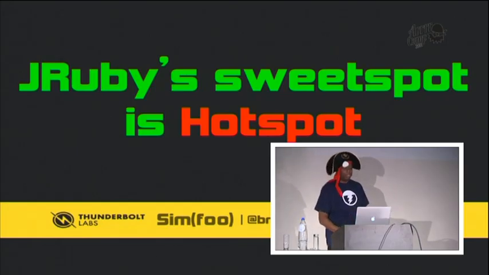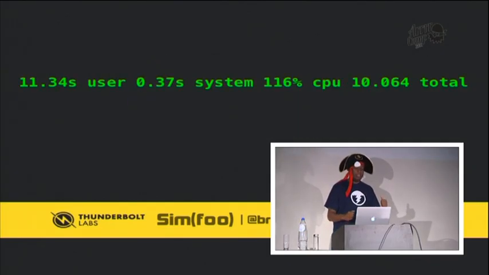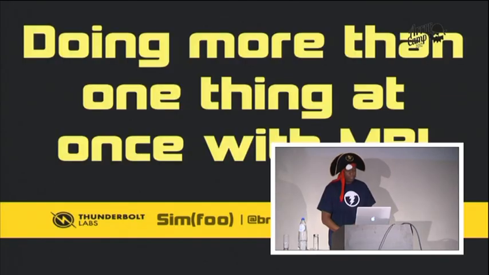So what I did for this simulator is I changed 1 line of code, and I ran the same exact code in JRuby. Look at this speedup. We went from 28 seconds down to 10 seconds. It's like, wow, JRuby is awesome. But we'll come back to that later.